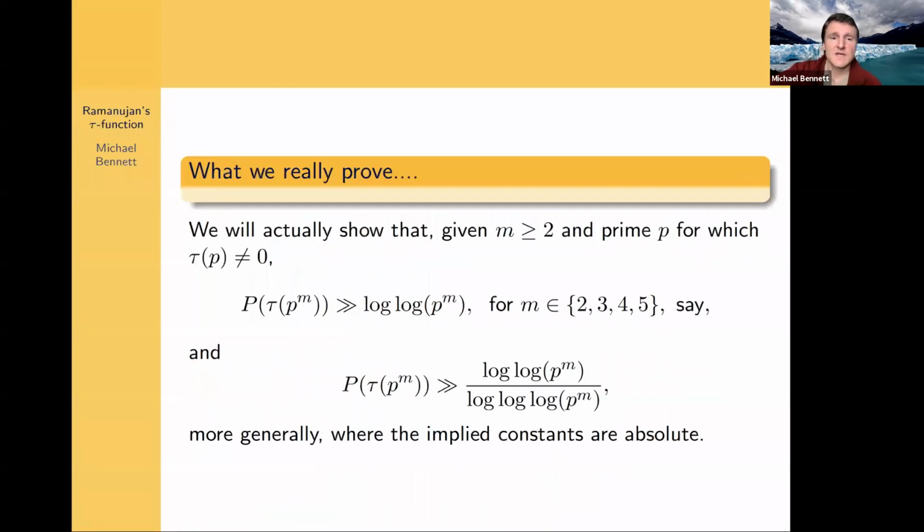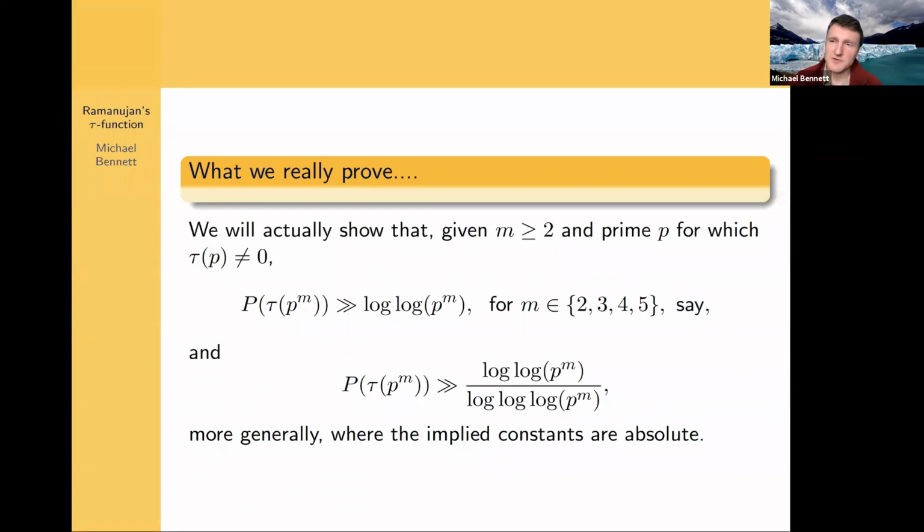Okay, so just to say what we actually prove: we again use multiplicativity of the tau function, and we look at tau of p to the m, where m is at least 2. We show that for small m, we get a growth of the greatest prime divisor of order log log, and for larger m, we almost get that. We get log log and then some other smaller factor, so log log to the power 1 plus o(1) as lower bounds. And this is all we need to prove our result.